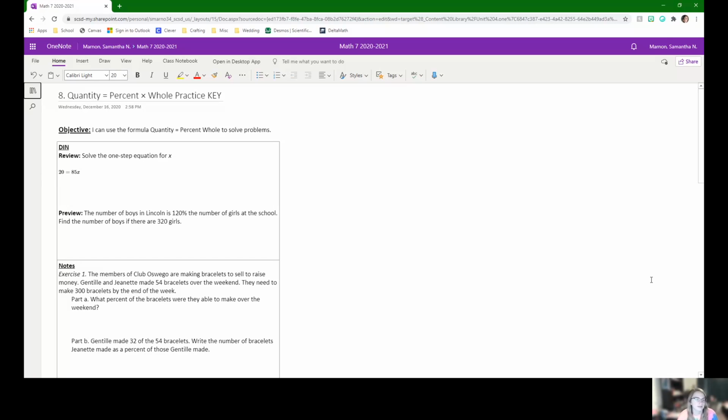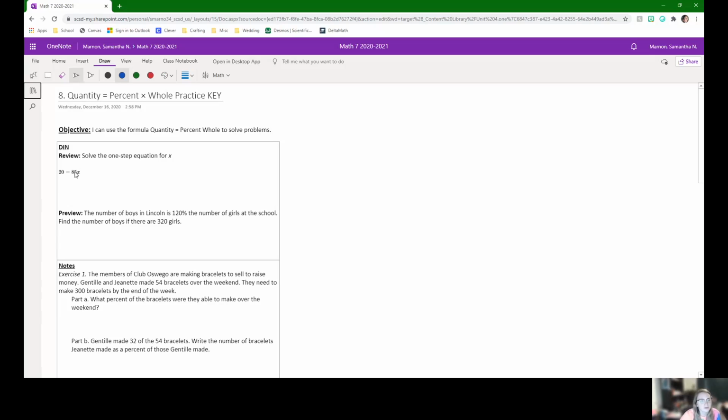So we're going to do another lesson on quantity equals percent times whole. And so for our first review question, we actually have a one-step equation. So again, this is from 6th grade. You guys did learn how to do these, but I just want to make sure that we can do them again this year, just kind of review it.